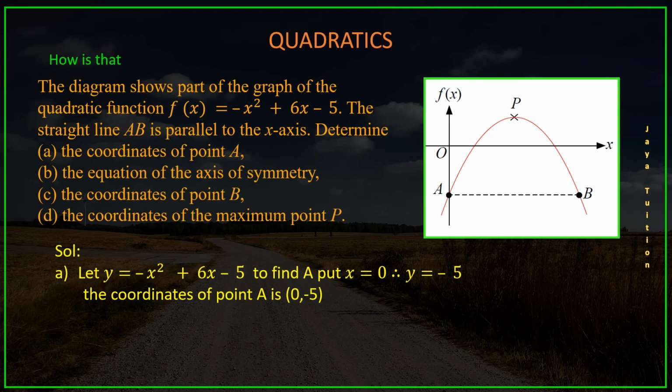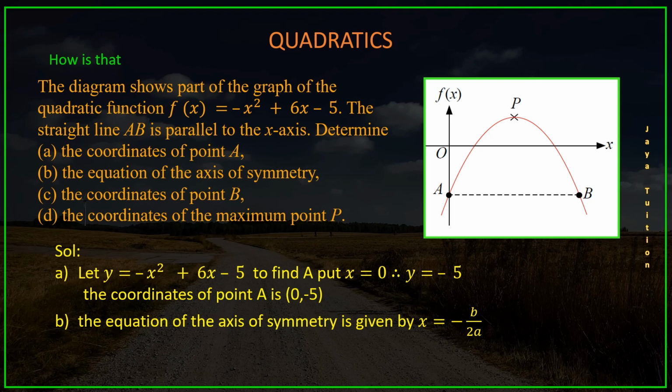The second question is to find out the axis of symmetry. The axis of symmetry can be found out by the equation x is equal to minus b by 2a, where b and a are the coefficients of x and x squared respectively. Put the values of b and a, we get the value of x to be equal to 3 as the equation of symmetry.